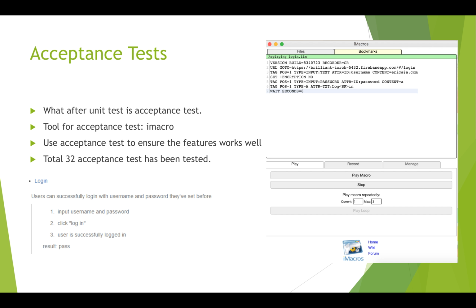Here's an example of the login function. On the left-hand side is the instruction for user login. The user needs to input username and password, click login, and then they should be successfully logged in. And the right-hand side is the actual iMacro code and the testing performance for the login function. You can see that it is successfully achieved.